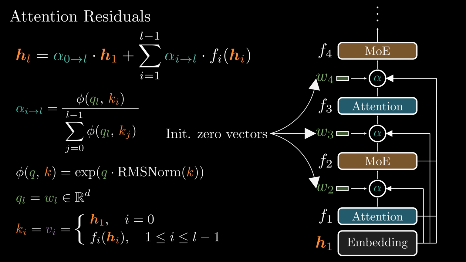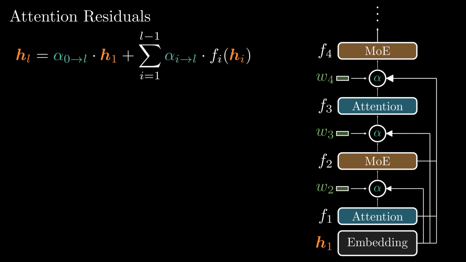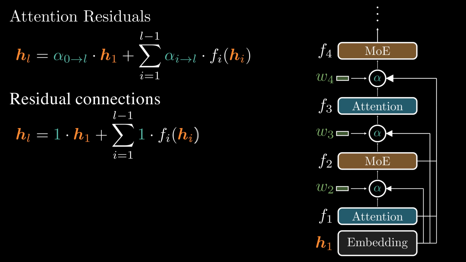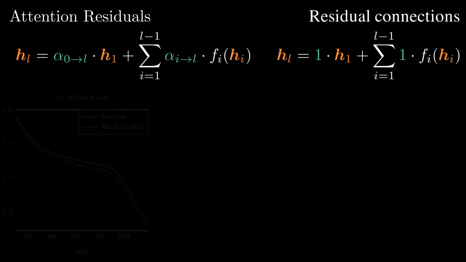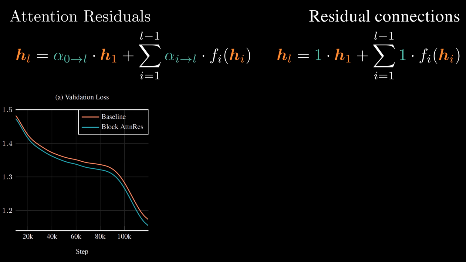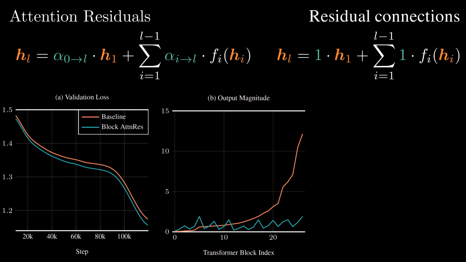Compare attention residuals side by side with standard residuals. The structure is identical. The only difference is that every fixed one is replaced by a data-dependent attention weight. Let's see some results. Attention residuals reach a lower validation loss than the residual connection baseline. The training dynamic becomes more stable.